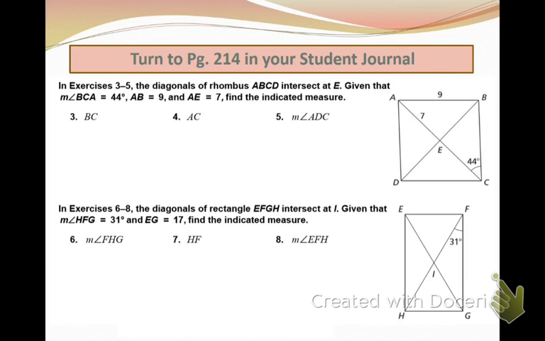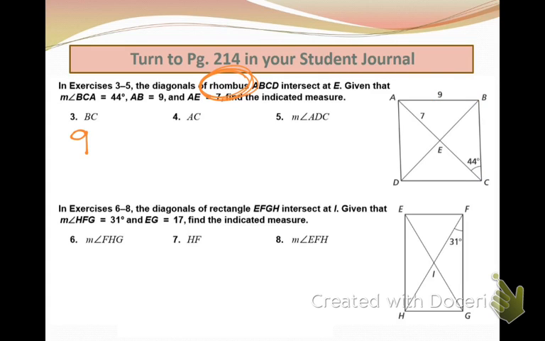All right, so looking at 3 through 5. BC. Well, first off, what shape are you looking at? Square. Rhombus. It says it in the directions. Rhombus. So what do you know about the sides of a rhombus? They're all congruent. So what's BC? BC is 9, because the other side's 9.